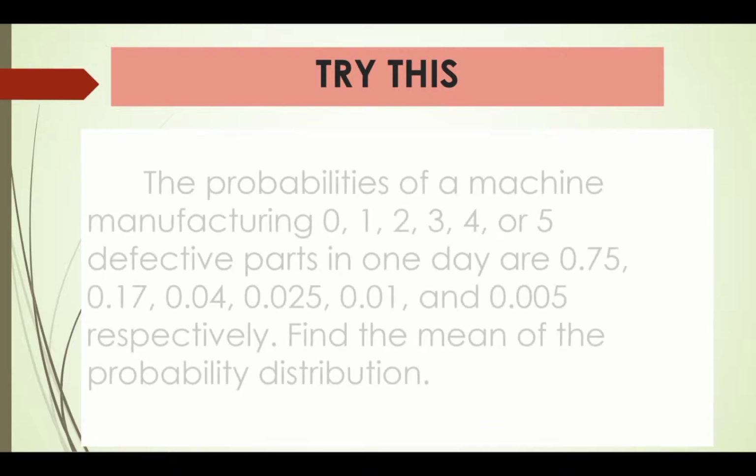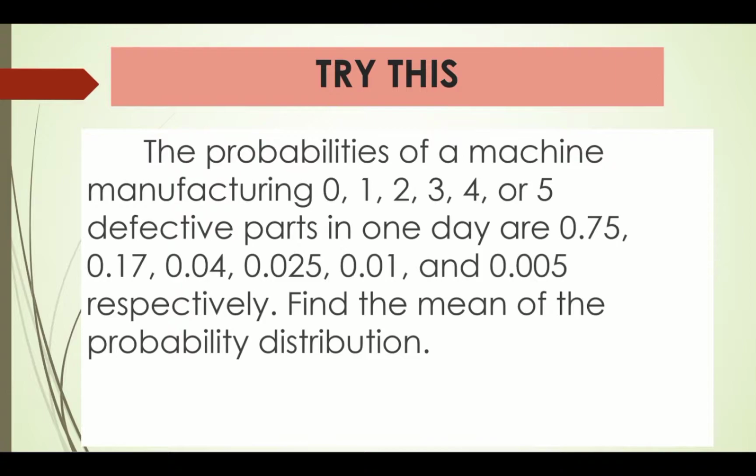Try this. For you to test if you've learned from this discussion, try answering this one. The probabilities of a machine manufacturing 0, 1, 2, 3, 4, or 5 defective parts in one day are 0.75, 0.17, 0.04, 0.025, 0.01, and 0.005 respectively. Find the mean of the probability distribution.